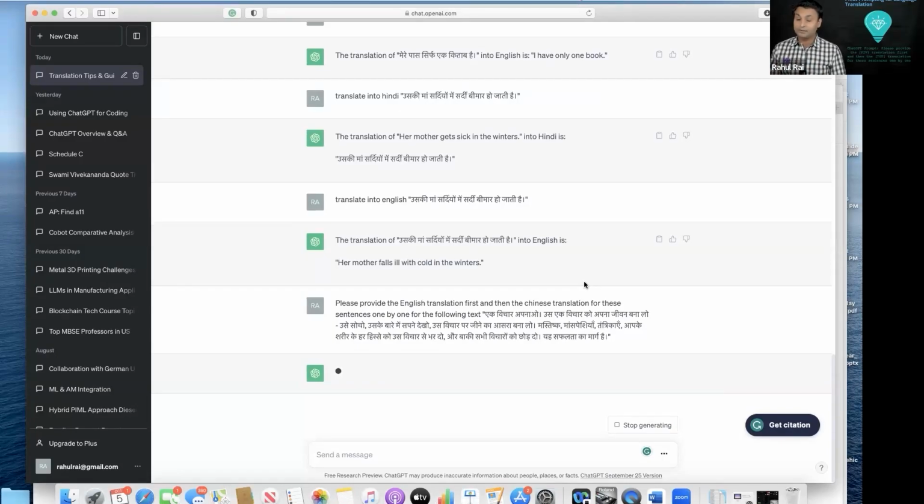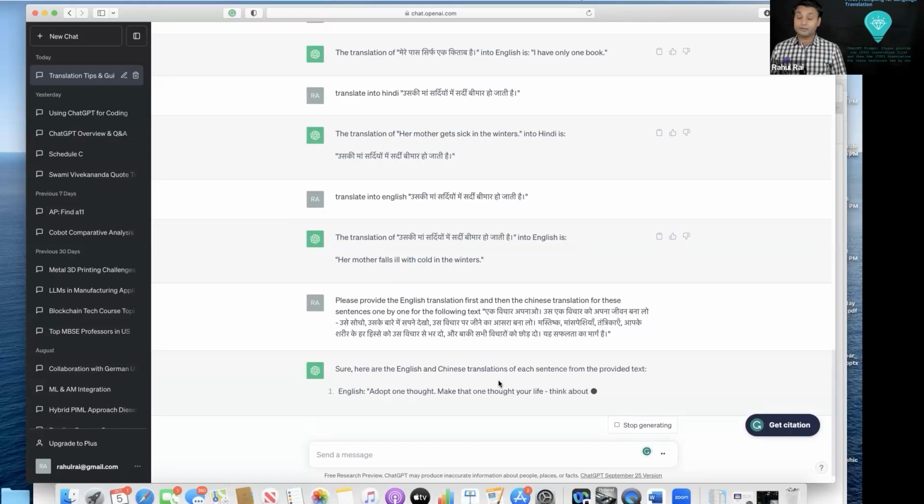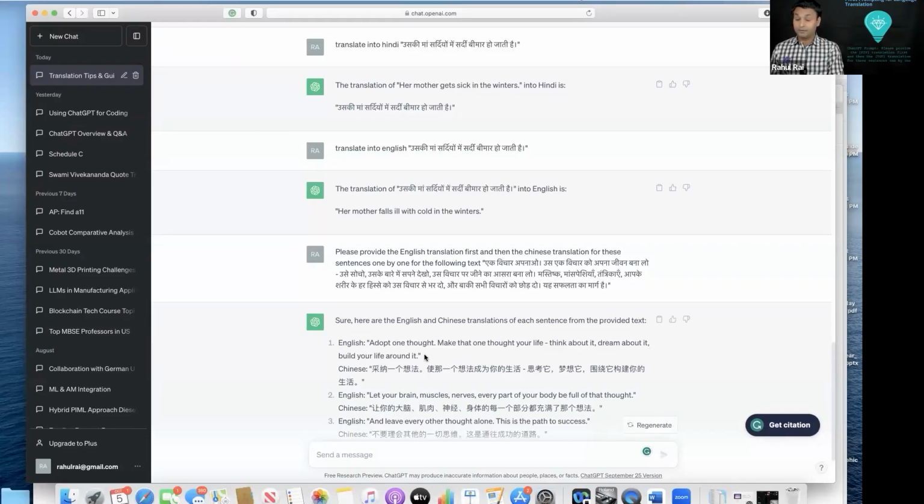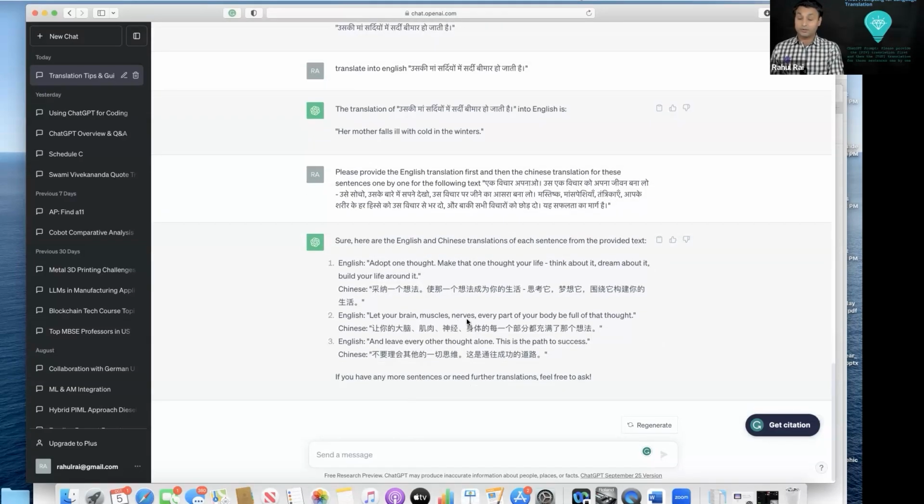First of all, it will provide the English translation for the Hindi text that I have provided, and then it will translate the whole thing into English. So here it has translated: one thought, make that thought your life, think about it, dream about it, and build your life around it. For that single specific sentence, it has converted this into Chinese. So one sentence to one sentence in Chinese. And then the second is, let your brain, muscles, nerves, every part of your body be full of that thought. It has taken this sentence and converted it into Chinese. And then the third sentence has again been converted into Chinese.